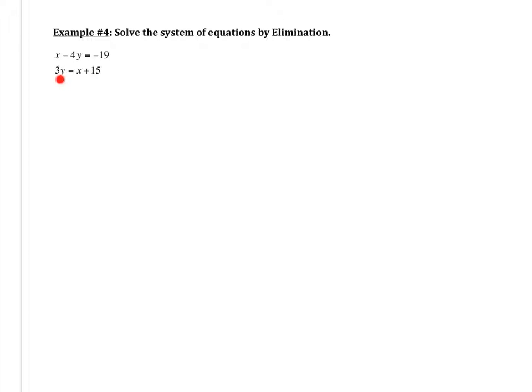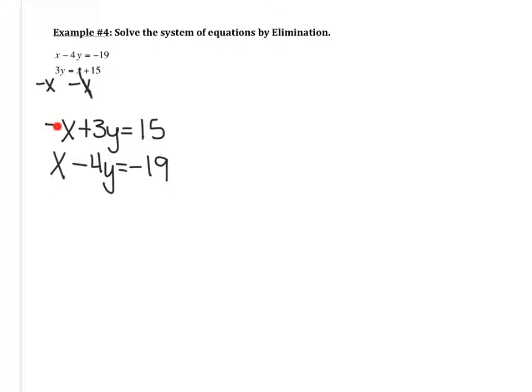So to get this equation in standard form, since the first equation already is, I would subtract the x. And remember, I want it so that the x's and the y's are on top of each other. So since the x is first in our first equation, I'm going to put that negative x in front of the 3y in our second equation as we're trying to get things lined up here. So I would end up with negative x plus 3y equals 15. And then just rewriting the first equation, x minus 4y equals negative 19. Now you can see everything is lined up, the x's, the y's, the equal signs, and the constant terms.